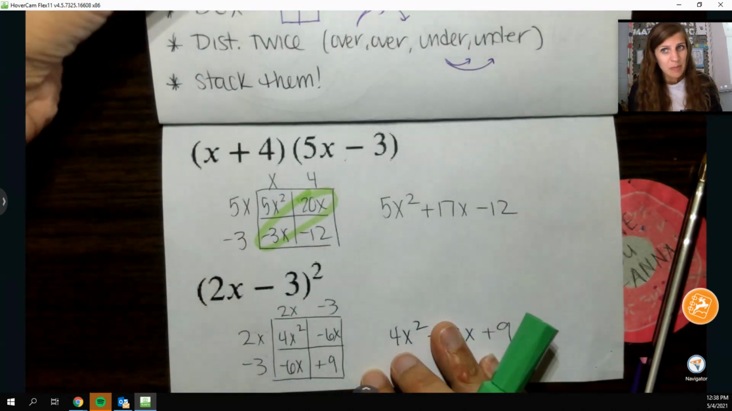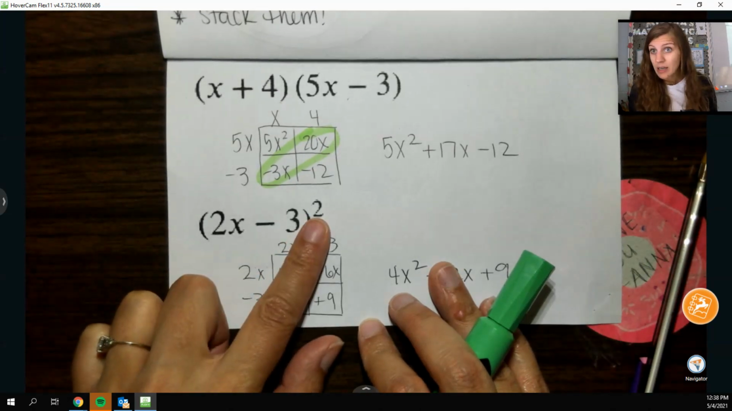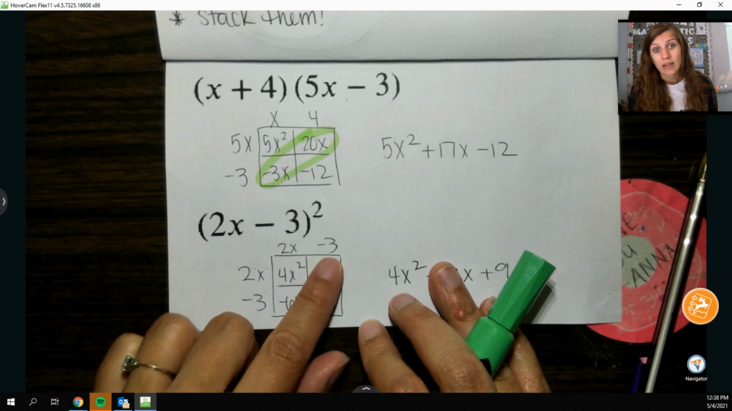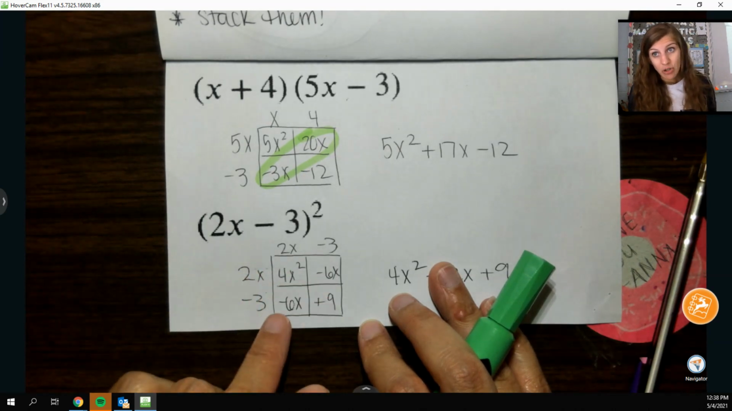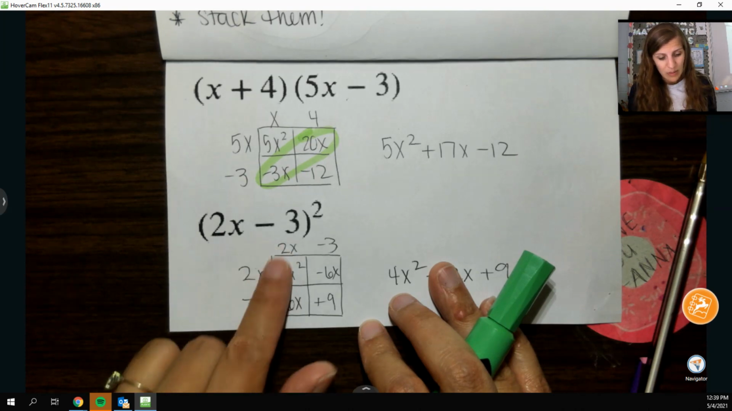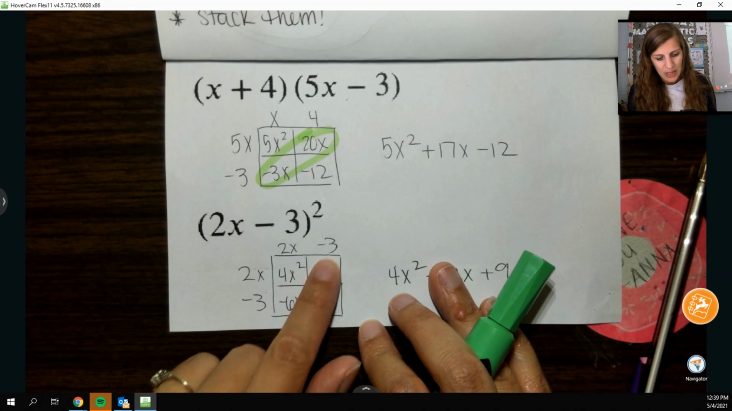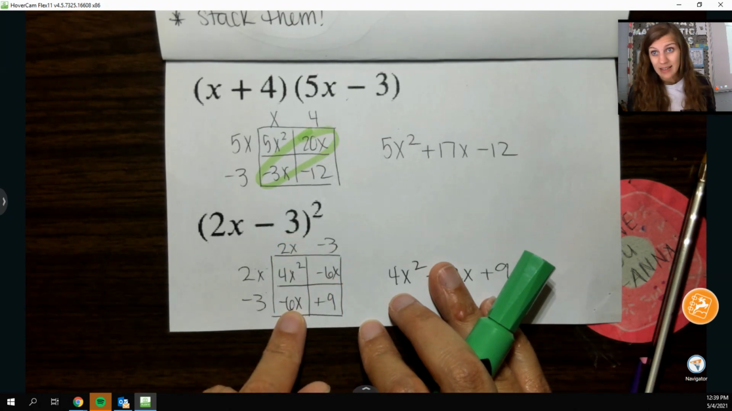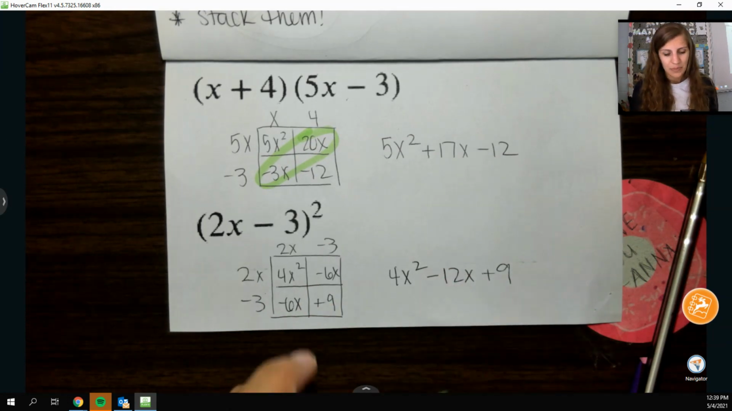Now we did talk about some special cases, but I can always just do the box. So like 2x minus 3 squared means I'm doing 2x minus 3's. So I have a 2x minus 3 on the top and a 2x minus 3 on the side. We multiply to get each box. So 2 times 2 is 4. X times x is x squared. Then when I multiply here, I get negative 6x. When I multiply here, I get negative 6x. And when I multiply here, I get a positive 9.